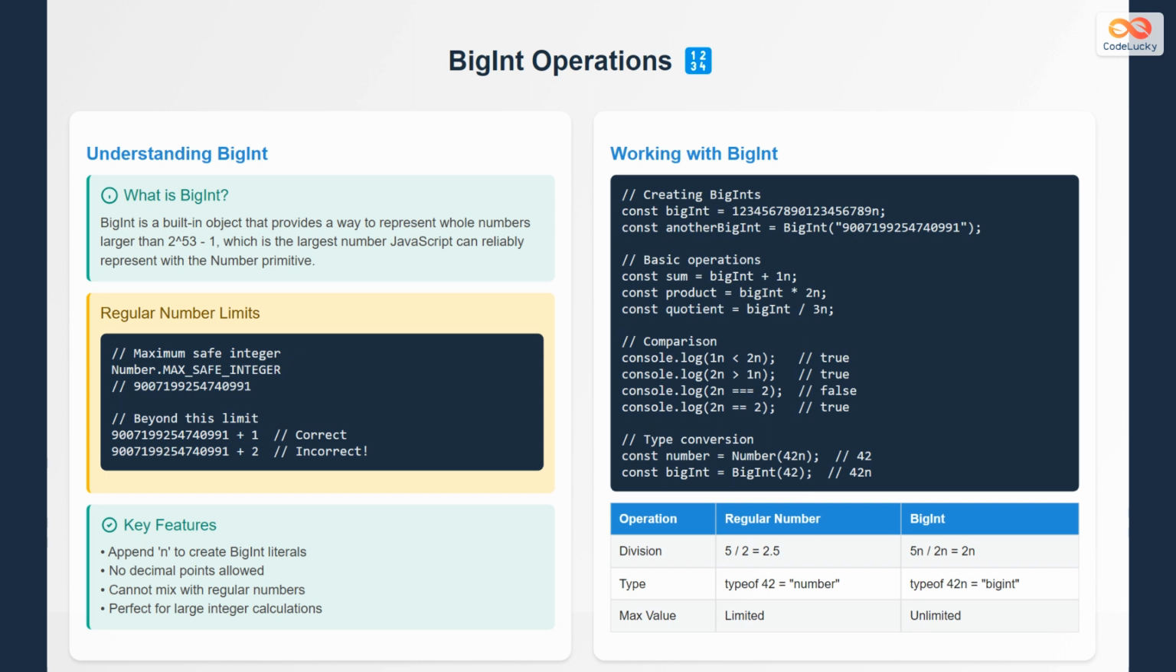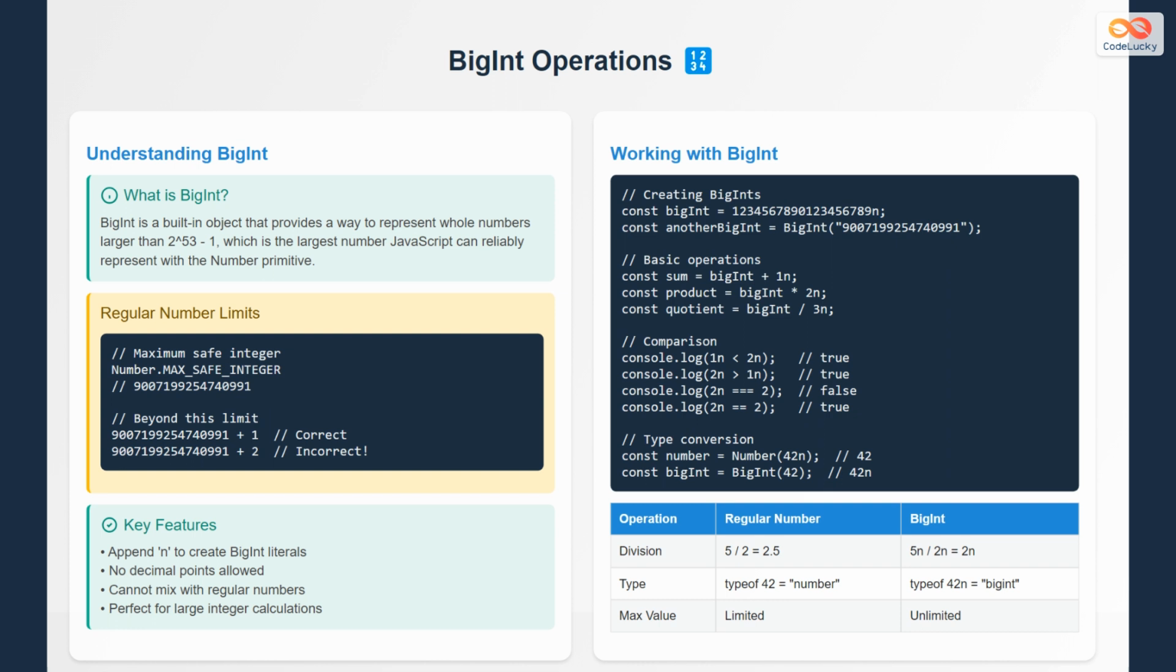You create a BigInt by appending the letter n to the end of a number literal, or by using the BigInt function. BigInts can only represent integers. They do not allow decimal places. You also cannot mix BigInts with regular numbers in calculations. For example, if you add 1n to a BigInt, that's okay, but adding 1 without the n to a BigInt will result in an error. BigInts are really good for large integer calculations.